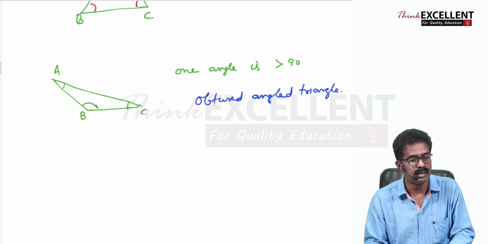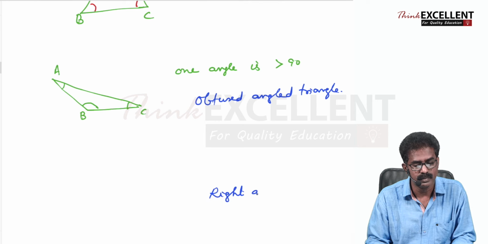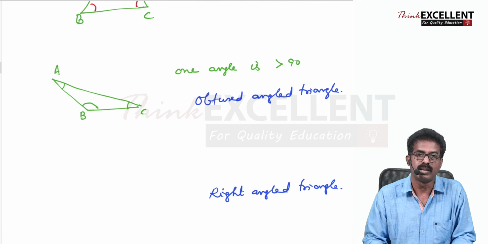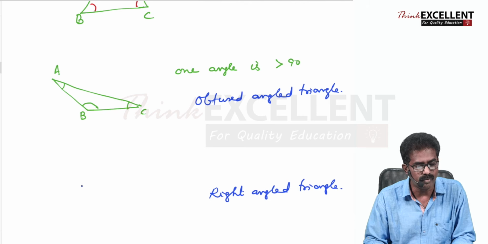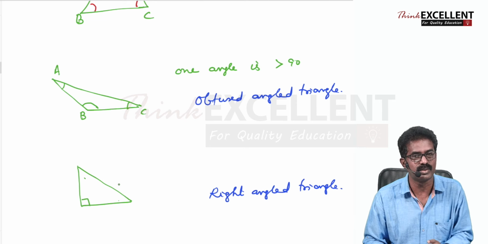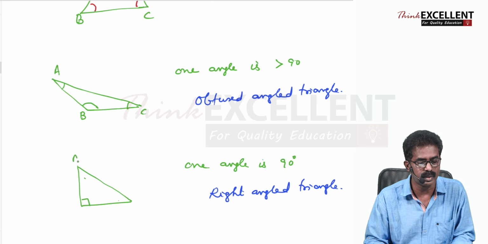And the last one, right angled triangle. You know what is right angle? 90 degree, right? If one of the angle is 90 degree, then that triangle we call it as what? Right angle triangle. One angle is 90. Other two together it is what? 90. Then only 180, right? So one angle is exactly 90 degree.